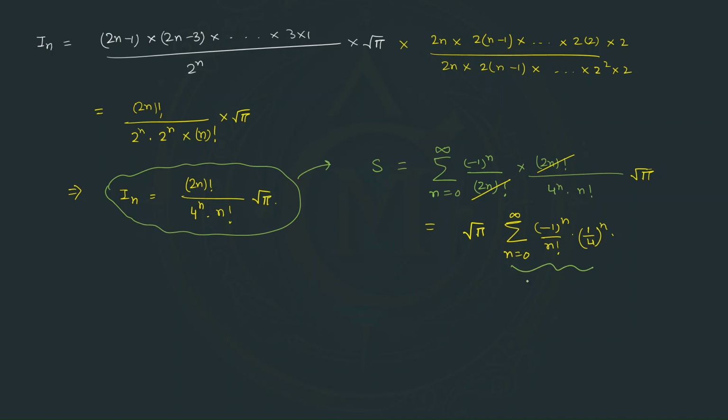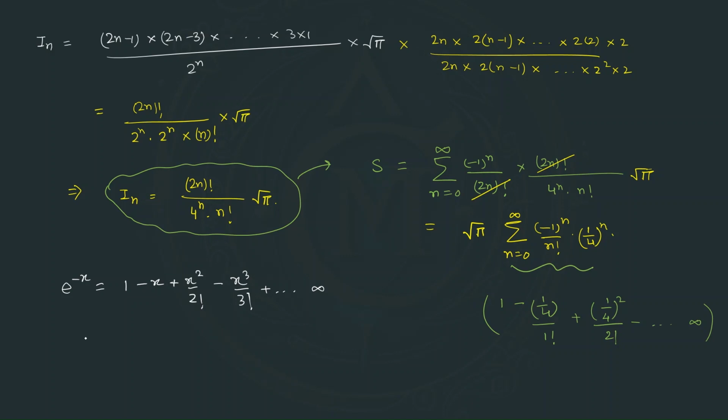This, if we expand, we will get 1 by 4 whole to the power 0, so basically 1 by 1 factorial. So 1, then minus 1 by 4 divided by this 1 factorial plus 1 by 4 whole square divided by 2 factorial, and minus so on up to infinity. What is this? If we think about the expansion of e to the power minus x, it is 1 minus x plus x square by 2 factorial minus x cube by 3 factorial plus so on up to infinity.